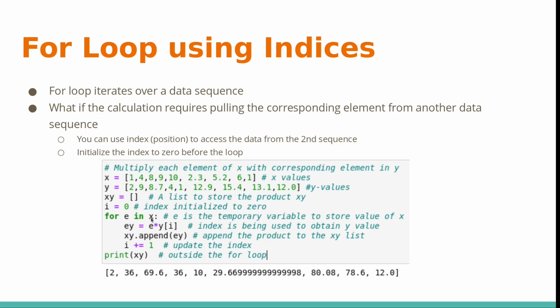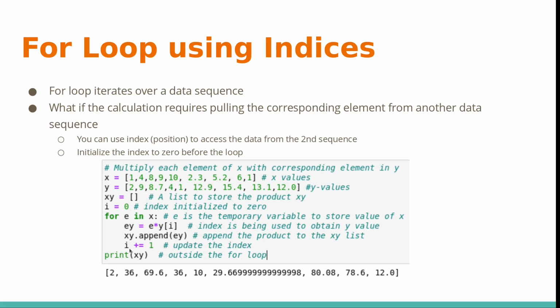And when I do for E in X, E gets a value of 1. And then I also need to pick the value of Y. To pick the value of Y, I'm going to put Y of I. The square bracket here next to Y indicates that I want to pick the value based on an index. My index was 0 initially, so it'll put this value of 0. Y of 0 is 2, which is the element in the first index. So it takes 2 times 1, multiplies it, and appends it to XY.